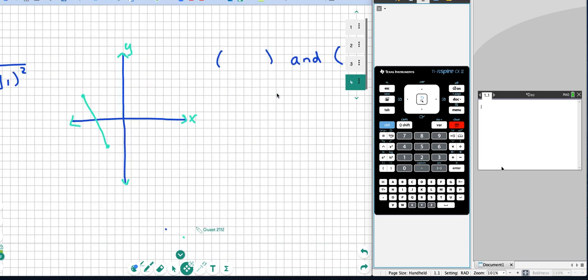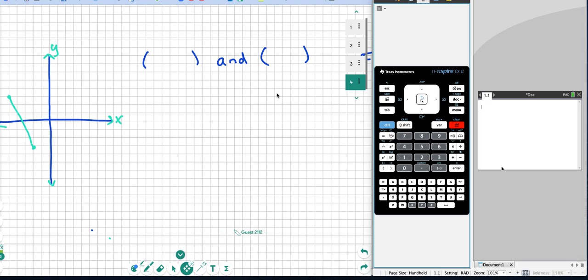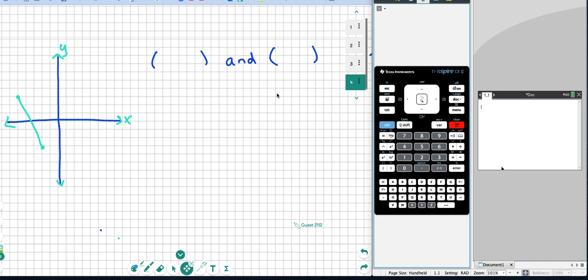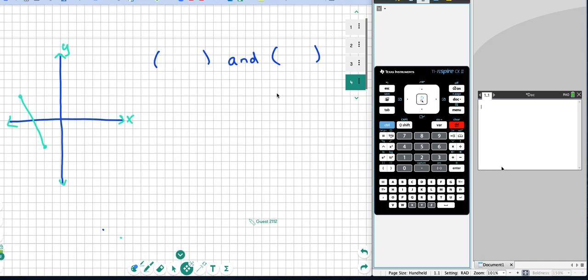The first way that we can get an ordered pair is by simply looking at a graph. So if I look at this graph, I have my first ordered pair, reading from left to right, at negative 5, 3. And my second ordered pair would be negative 2, negative 3.